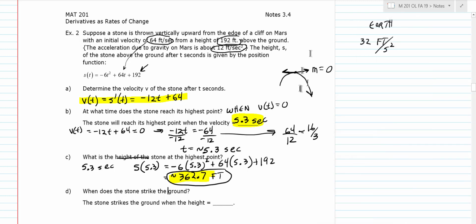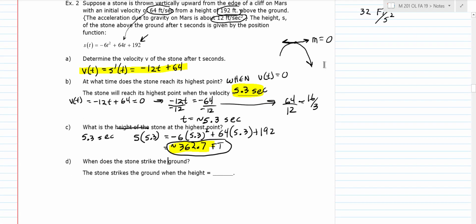Now the next question it says is, when does the stone strike the ground? Okay, well, remember this is a parabola that's upside down. So what's going to happen on this problem, and when we do this on the graphing calculator in a minute, is, what's the deal here? The stone strikes the ground when the height is what? Right, okay, the height is 0. Okay, that's when you know you're going to strike the ground.